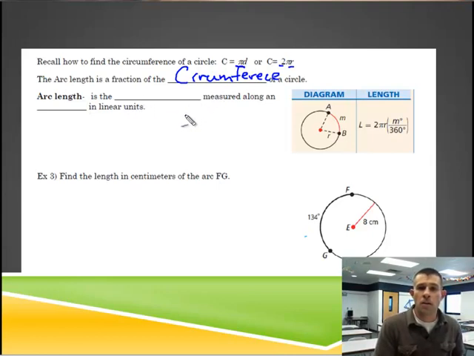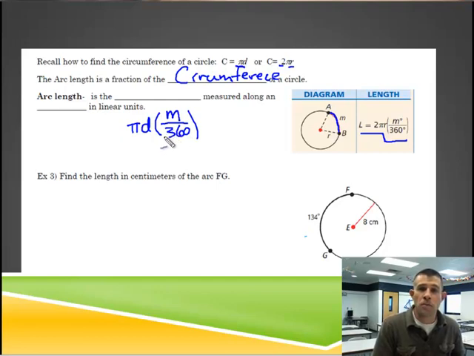Okay, arc length, therefore, is going to be the distance along the border of a circle from one endpoint of the arc to the other. And we can find that simply following this formula. We are going to take the circumference of our circle, which is pi times the diameter, and then multiply it by the percent of the circle that arc length makes up. And the way we find that is by taking that arc length in degrees and dividing it by 360, which is the complete circle, or the complete degrees of a circle.